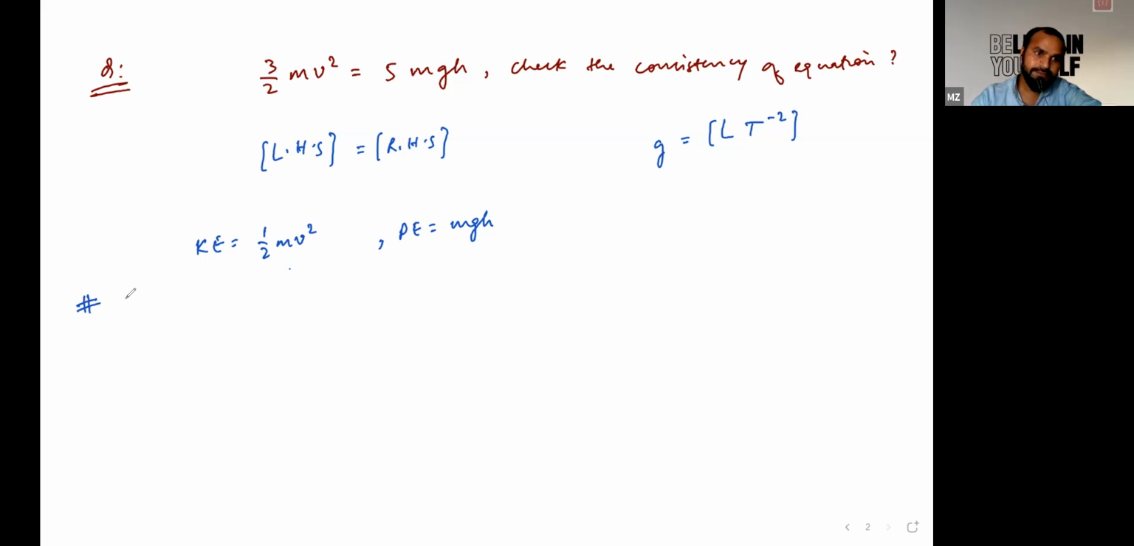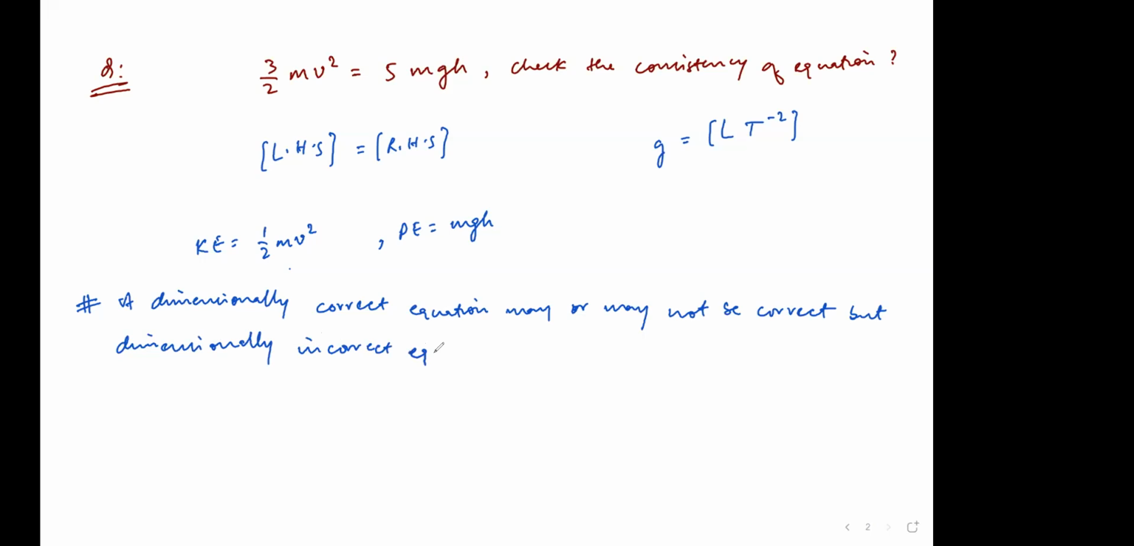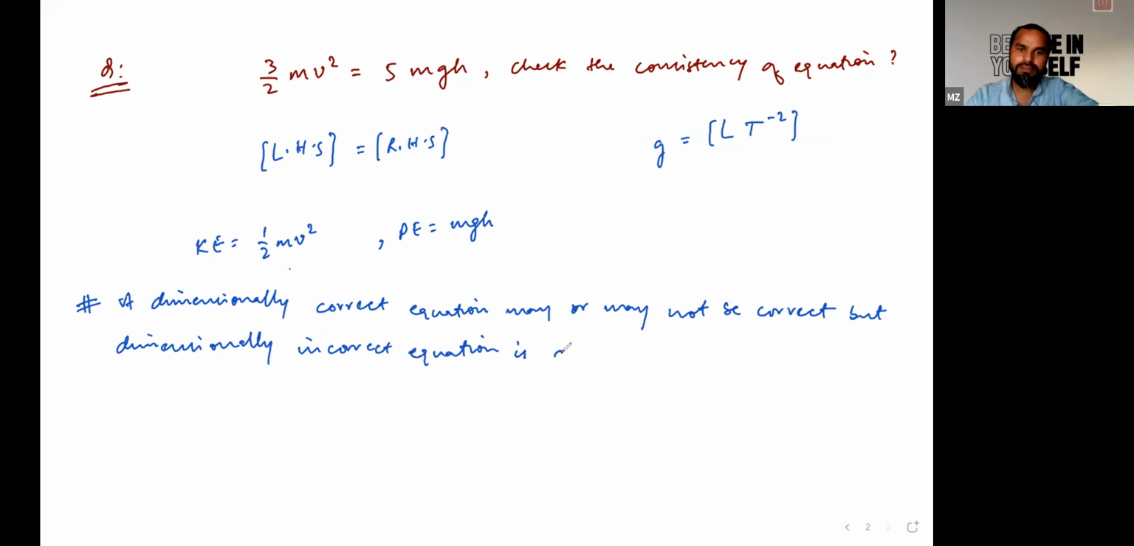So from this, we can conclude: a dimensionally correct equation may or may not be correct, but a dimensionally incorrect equation is always wrong. Is it clear? Yes, sir.